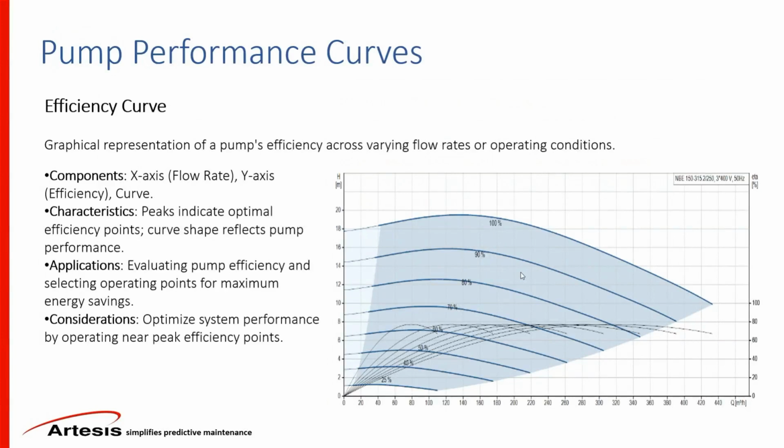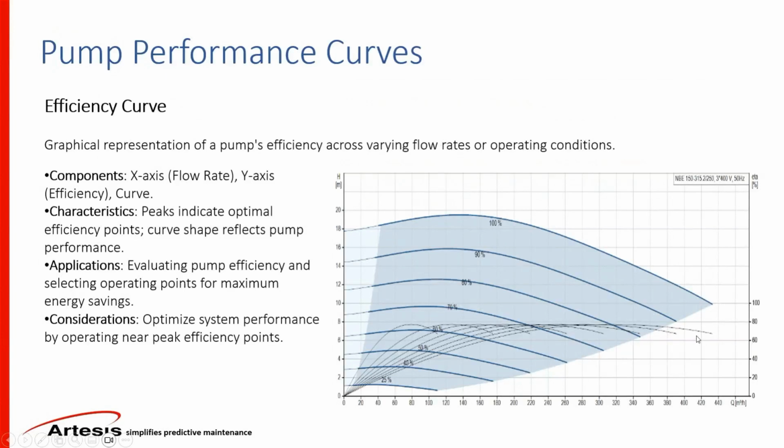The second curve is the efficiency curve. The efficiency curve represents the efficiency of a pump across a range of flow rates or operating conditions. This illustrates how the pump converts the input energy into useful work at different flow rates. On this chart, we have the flow rate on the x-axis, and the y-axis on the efficiency chart is the efficiency points over here.